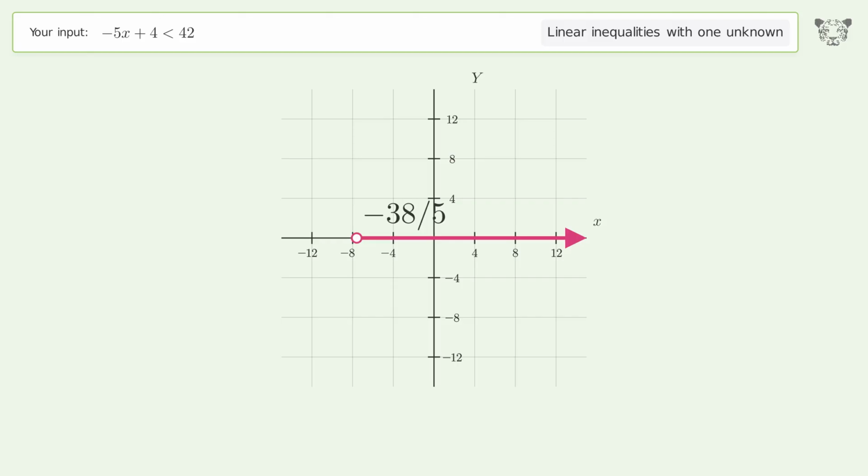And so the final result is x greater than negative 38 over 5 greater than negative 73 over 5.